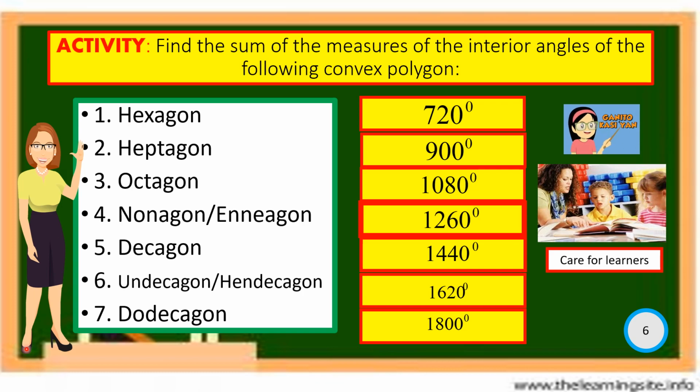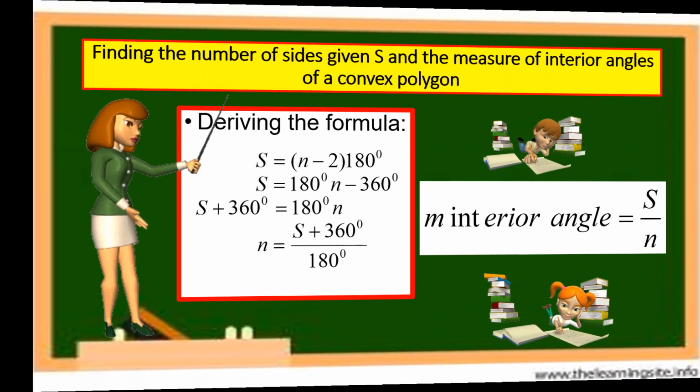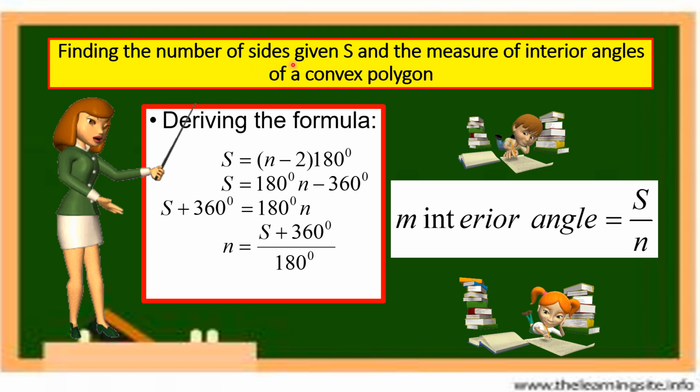And we have objective number 6. Finding the number of sides given S and the measure of interior angles of a convex polygon. Deriving the formula, S equals n minus 2 times 180 degrees. 180 times n is 180n. 180 times negative 2 is negative 360. S plus 360 equals 180n. So n equals S plus 360 degrees divided by 180 degrees.